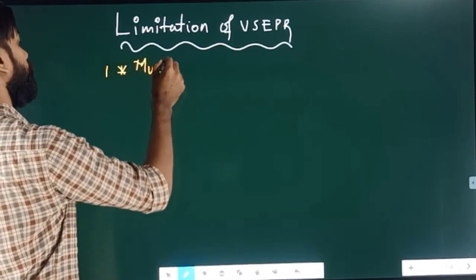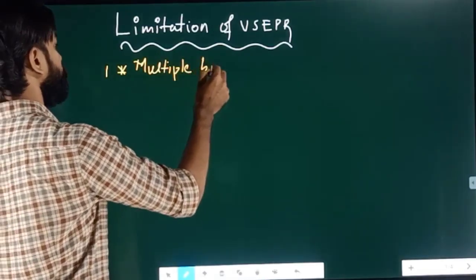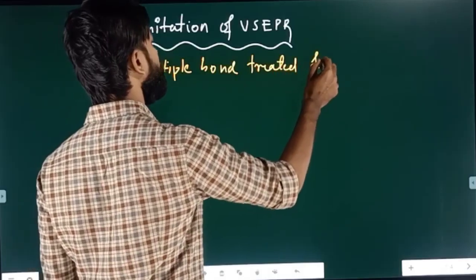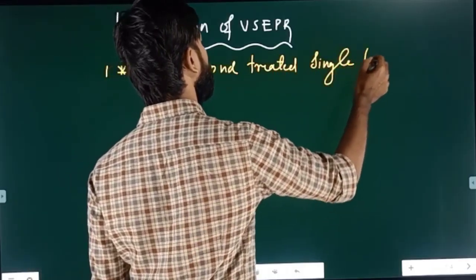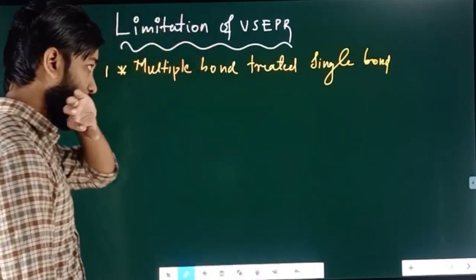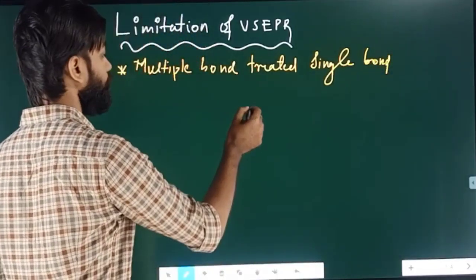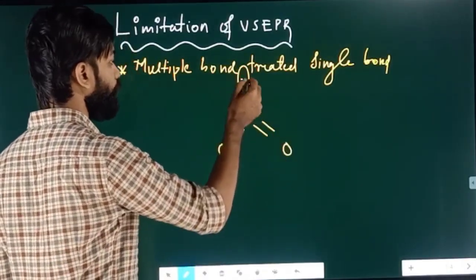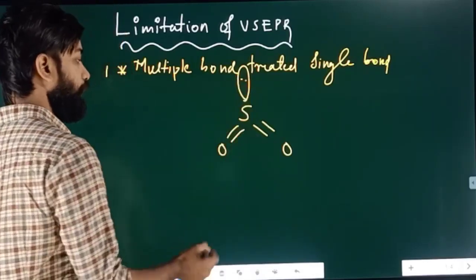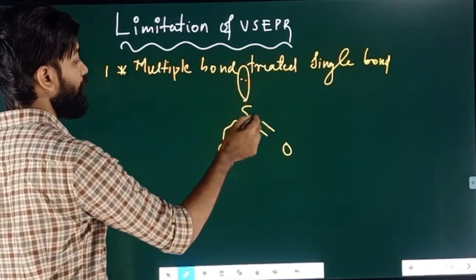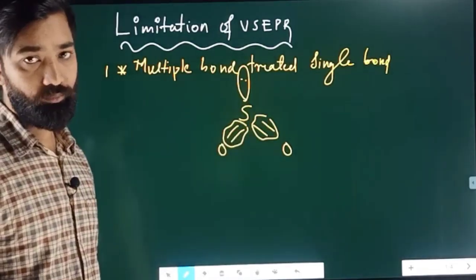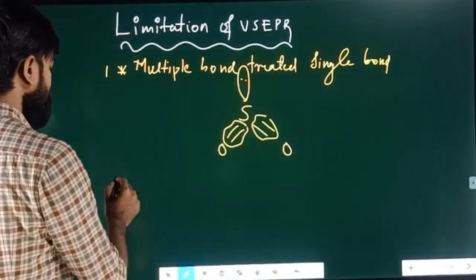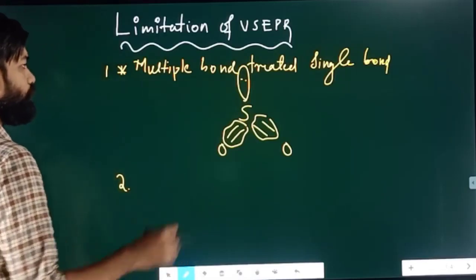Multiple bond treated as single bond. Here the multiple bond is treated as what? Single bond. That is the first limitation. We already saw that in your SO2 molecule. SO2 actually has two bond pairs and a lone pair, but one bond pair is treated as a double bond here, which means a multiple bond is usually treated as a single bond in VSEPR theory.